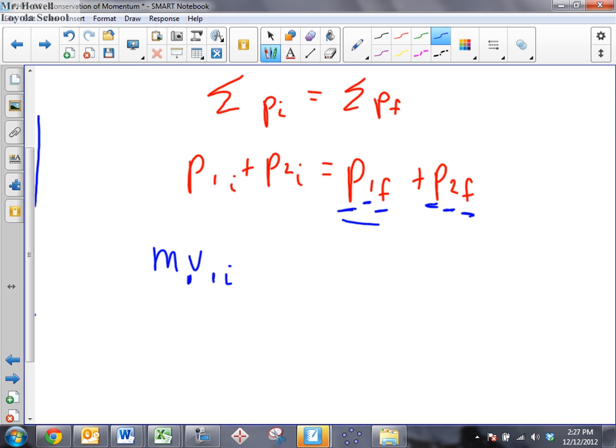The board is off, which is killing me right now because the subscripts look like they're off. They're not. Again, this is the mass of object 1 initially. It's not going to change. You don't need an mi1 or m1i. Times the velocity of object 1 initially.